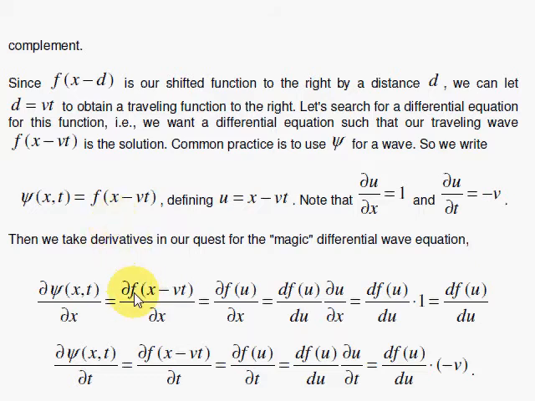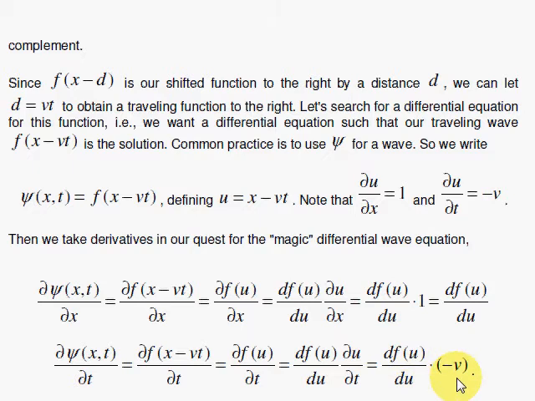Here I take the derivative with respect to x using the chain rule: df du, and then du dx. df du, I don't know what that is, and I don't care. du dx is 1, and I get df du. When I do the derivative with respect to time, I get df du times du dt. du dt is minus v, and I have df du times the minus v.